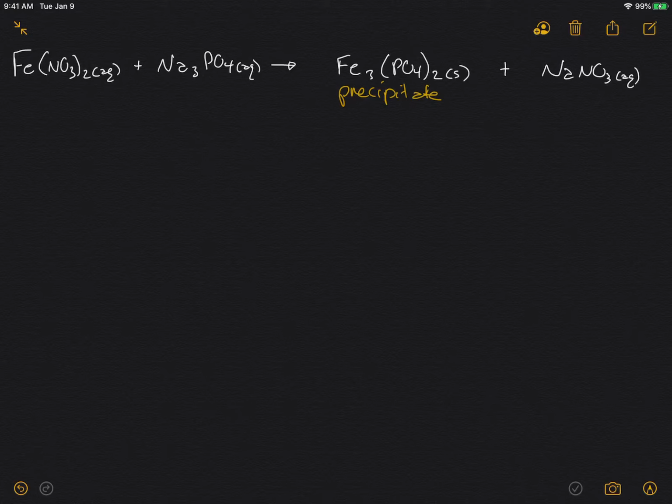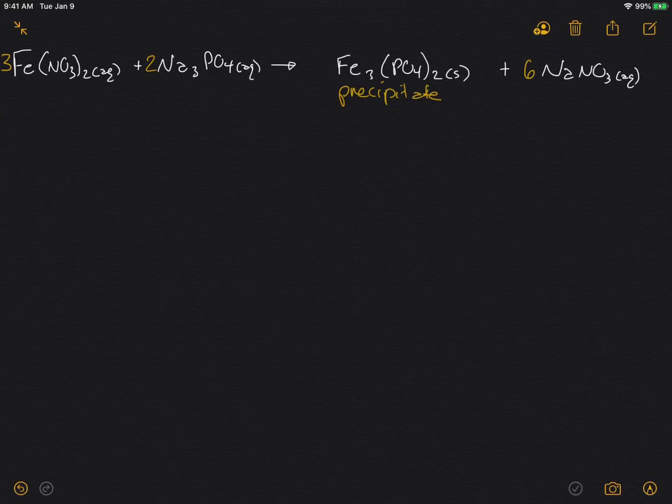And the first thing we want to do is make sure that this equation is balanced. You can see we have 3 iron atoms in the product on the right, so 3 in front of iron nitrate. And then you can also see we have 2 phosphate ions in iron(II) phosphate. So let's put a 2 in front of sodium phosphate. And then if you count up the sodium ions and the nitrate ions, there are 6 of each of those. So we have 6 sodium nitrate on the right.